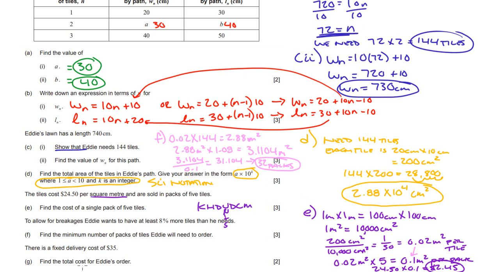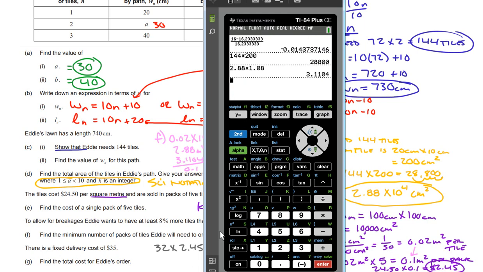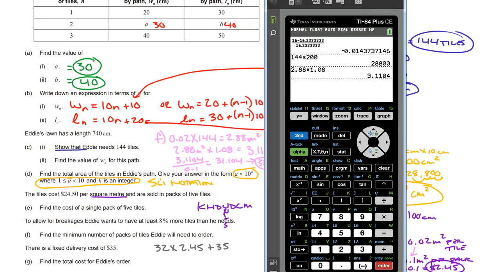And then the last one is there's a fixed delivery cost of $35. Find the total cost for Eddie's order. Okay, so what we got to do is we know we need 32 packs, right? So we take our 32 and then we're going to multiply it by $2.45 per pack. Plus, we got to add on the $35 fixed delivery cost. So we put that all in.